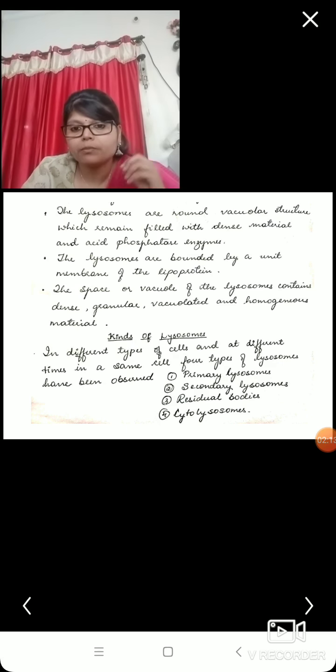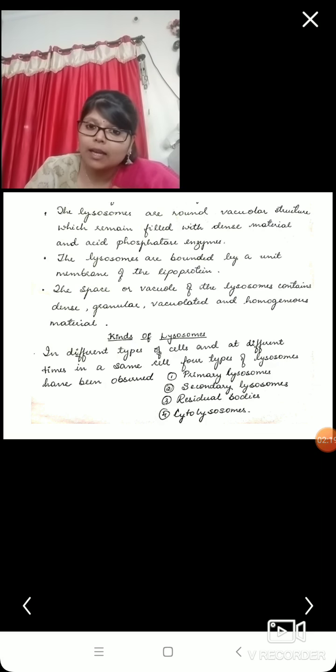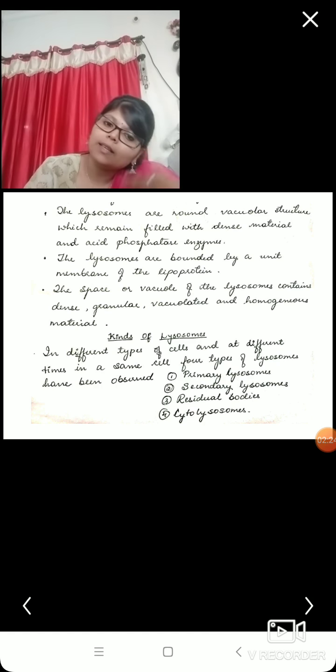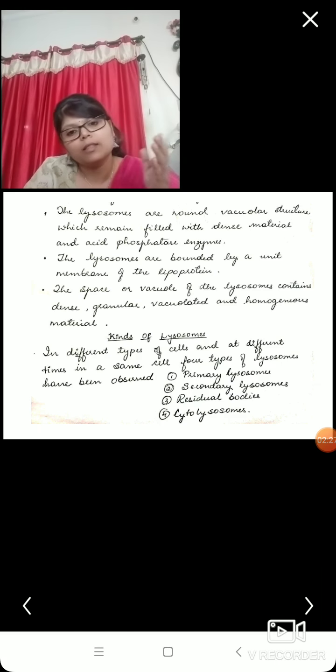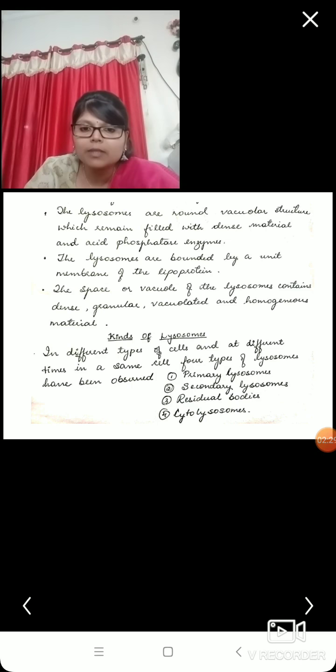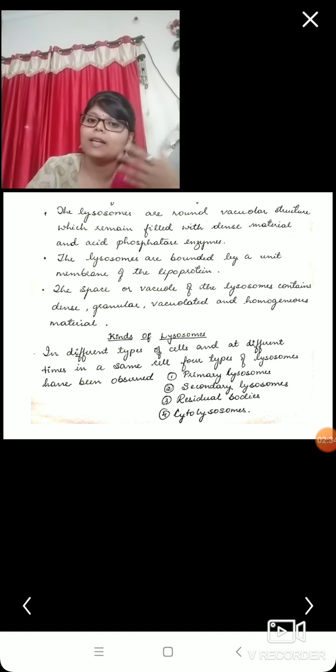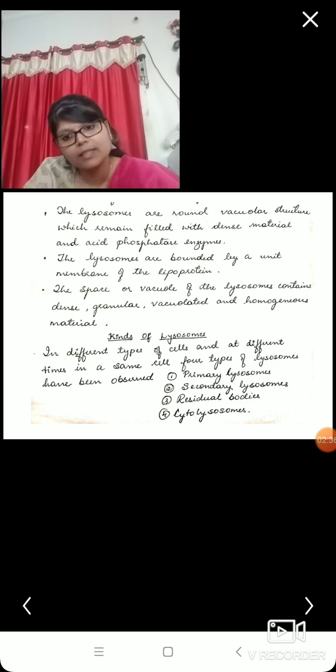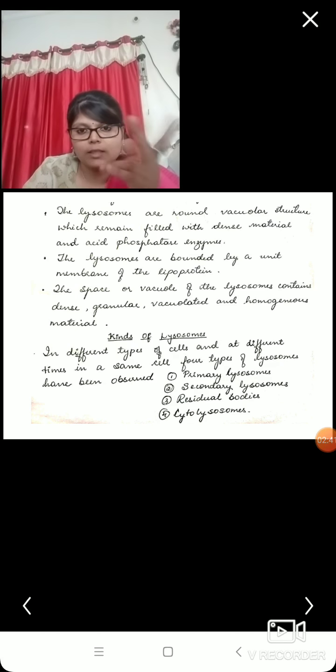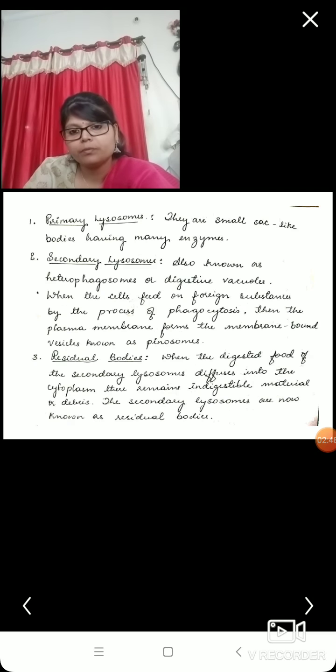The kinds of lysosomes. There are four kinds of lysosomes, which are found in the same type of cells at the same time, or in different types of cells, or at different times in the same cell. So either way, the four kinds are primary lysosomes, secondary lysosomes, residual bodies and cytolysosomes.